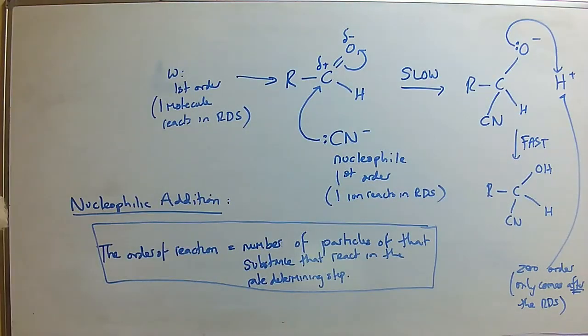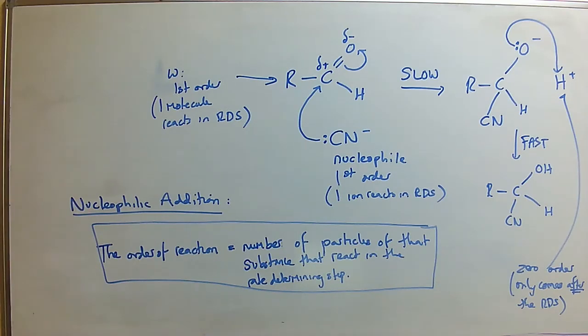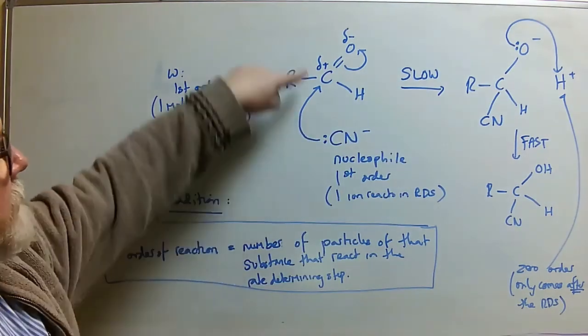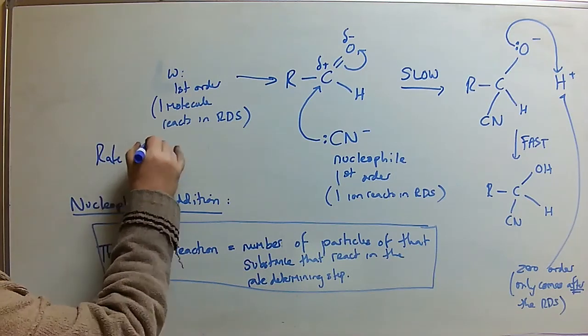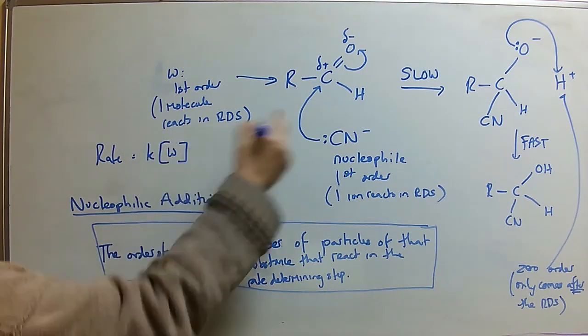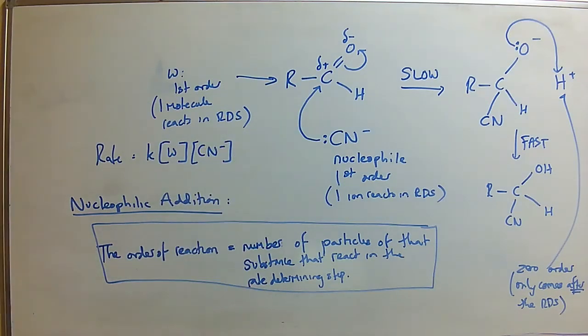Okay, so what you had to do was either in your head, if you can see the mechanism that clearly, or else scribble it down and say, right, what was involved in that rate determining slow step? One of those, one of those. So that means the rate is always k times first order for W, because there's one of it, first order for CN-, because there's one of it, and H+ isn't in the rate equation. The rate doesn't depend on the H+ concentration because H+ only comes in second.